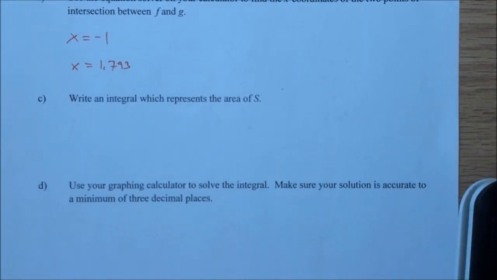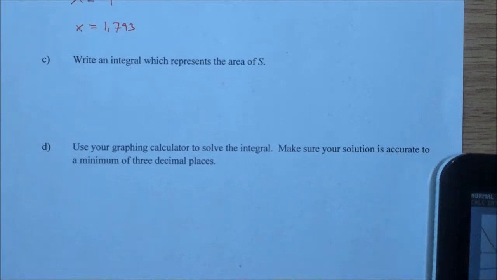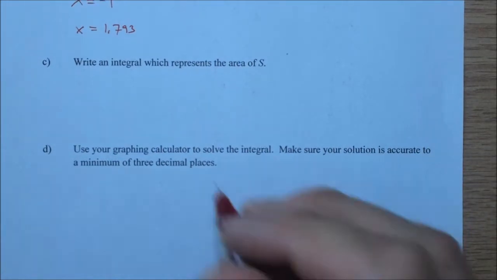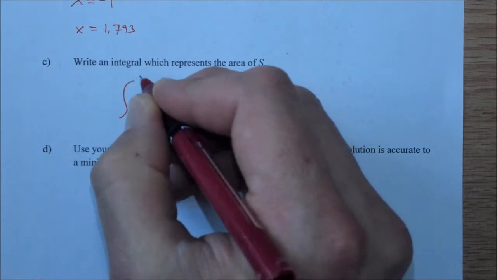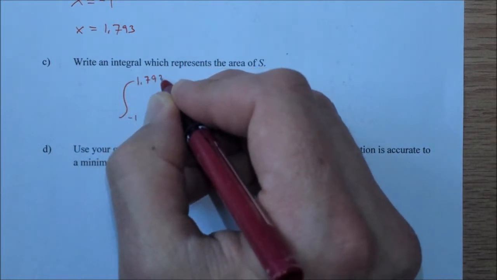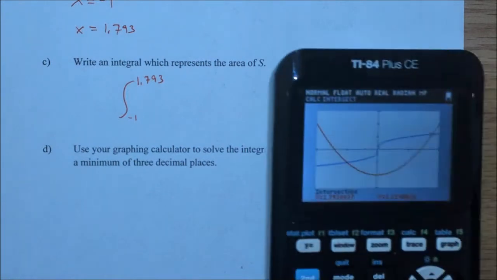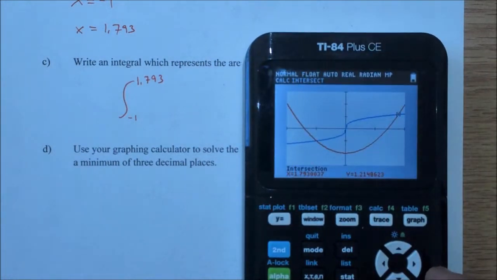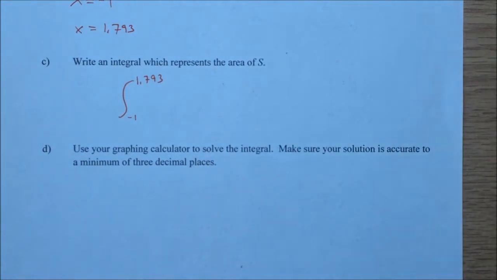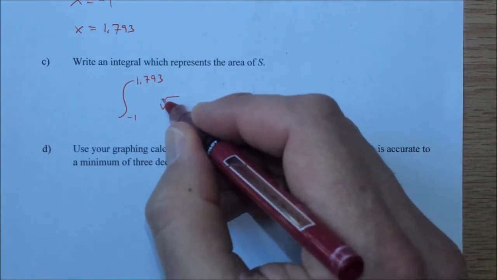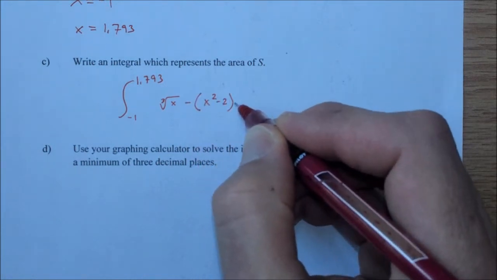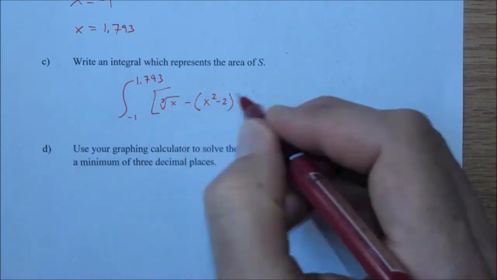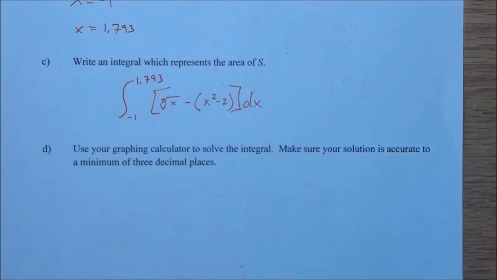So part C, write an integral which represents the area of S. Okay, so we have the integral, and our lower bound is negative 1, our upper bound is 1.793. We have to figure out which curve goes first. We can see here it's the blue curve, which is the cube root of x. So we'll have that one first. So cube root of x minus, and then in parentheses, x squared minus 2, because we need to subtract the entire function. That whole thing gets a dx. Now part C is done.